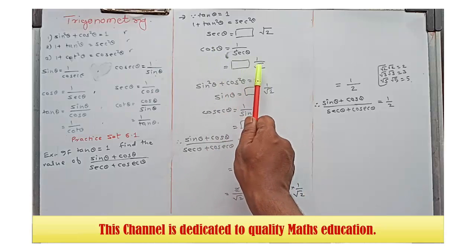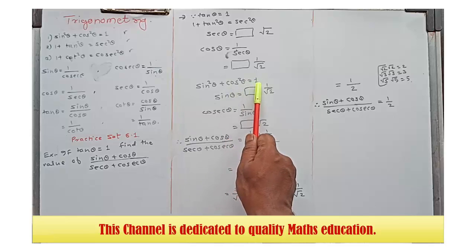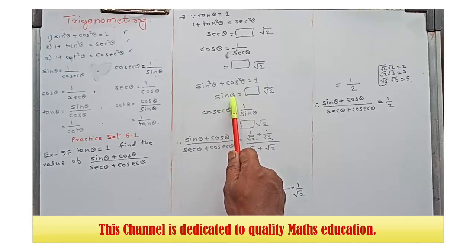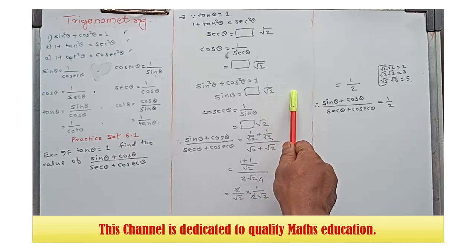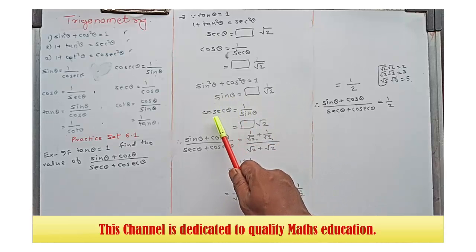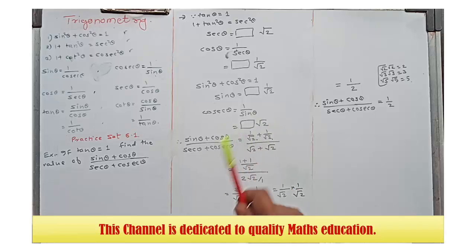Now if you got cos theta is equal to 1 upon root 2, then by using the identity sin square theta plus cos square theta is equal to 1, you find sin theta, and the value for sin theta is 1 upon root 2. It should be this value. Okay, from that sin theta find cosec theta. Cosec theta is equal to 1 upon sin theta. So by using this formula find cosec theta is equal to root 2.